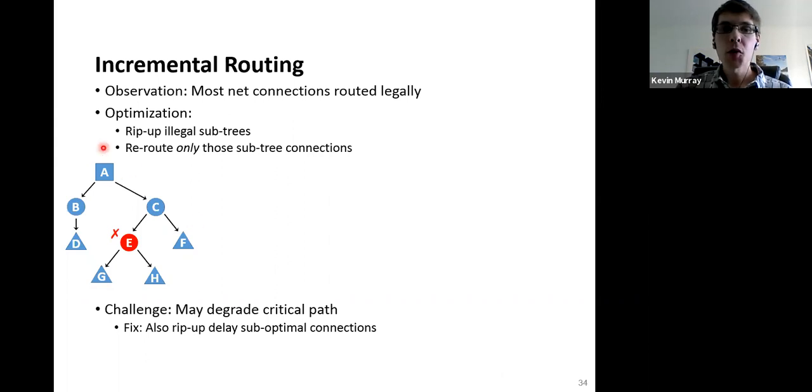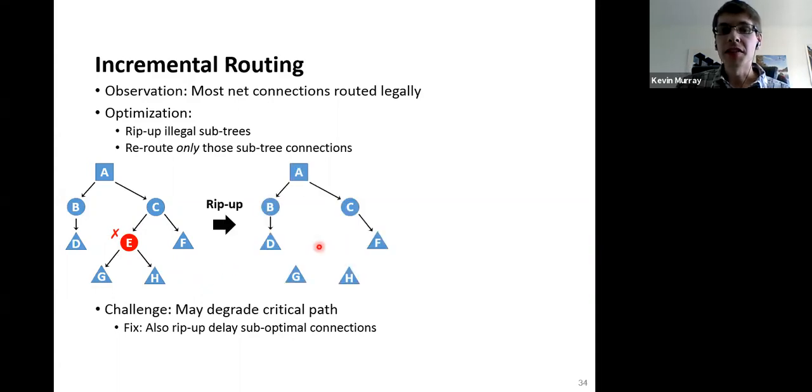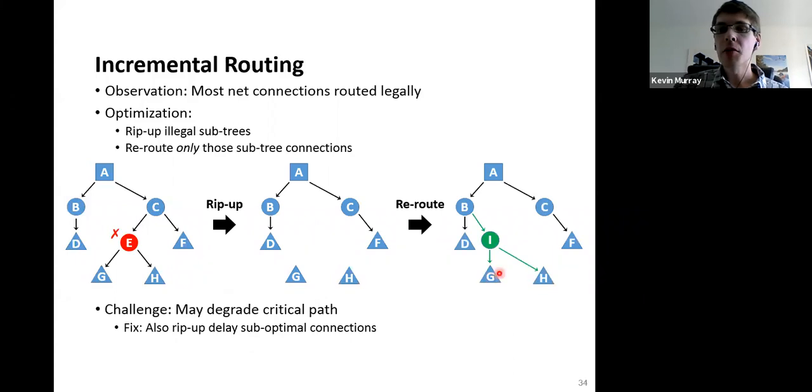So here, let's suppose we're routing from the source A to the targets D, G, H, and F. And we have routed this at one iteration, and we've found that there is congestion at node E. So where traditional methods would rip up all of this routing and start over from scratch, we only rip up the subtree rooted at E. Once we do that, we can then incrementally reroute, and we only have to reroute the sinks G and H. And so this allows us to preserve the routing from A to D and from A to F.